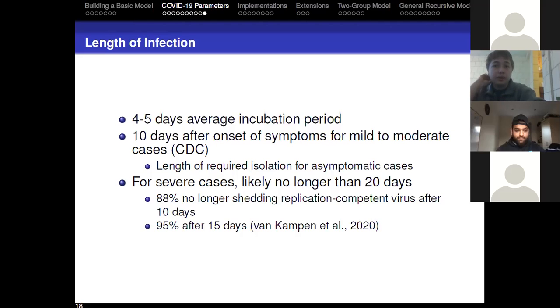It was found that 88% of these severe cases are no longer shedding replication competent virus after 10 days, and 95% are no longer shedding it after 15 days. Replication competent virus is just virus that will then infect other people and cause disease. So these are the three main points we want to think about when determining our coefficients for our SIR model in terms of COVID itself.